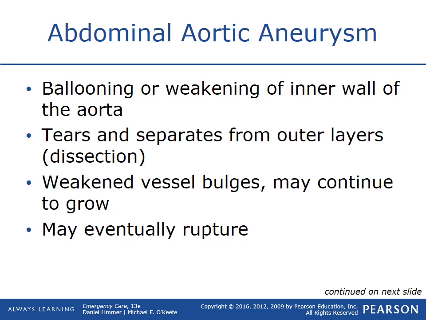Some people have abdominal aortic aneurysms. We talked about this before. It's a ballooning or weakening of the inner wall of the aorta. It tears and separates from the outer layers of the lining, and that weakened vessel will bulge and continue to grow, and eventually it can rupture. Then you have somebody that's bleeding to death, basically.